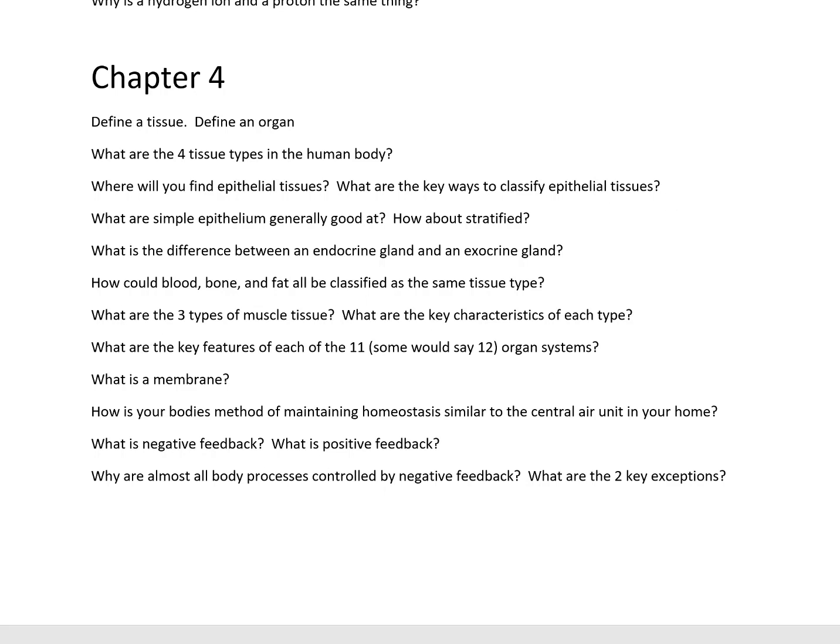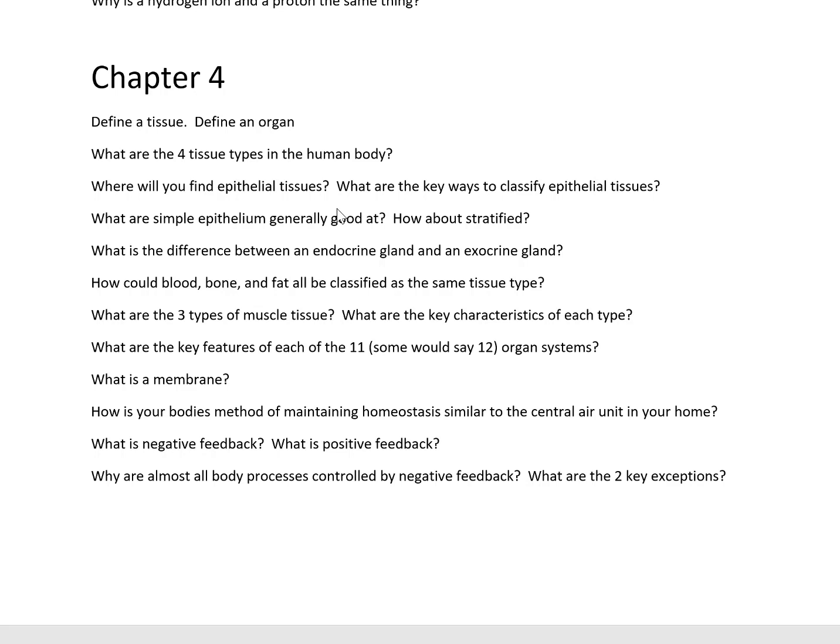All right. Where will you find epithelial tissues? And what are the key ways to classify them? So again, lining cavities and any passageway in and out of the body. So think glands, your GI tract, reproductive tract, etc. How do you classify them? Simple, there's a video about this, but simple versus stratified. So if they're simple, they're a single layer. If they're stratified, they're multiple layers.